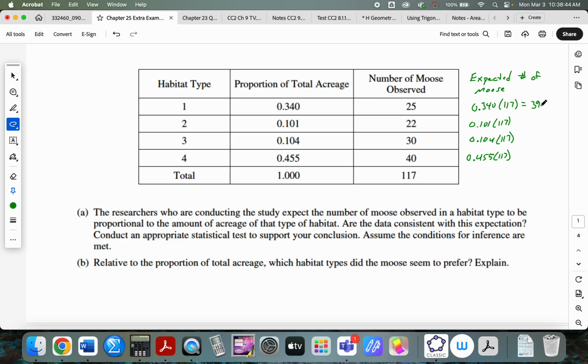So what are these numbers? 39.78. So there's a lot fewer in that area than we expected. 11.82. So there's a lot more than we expected in this one, 12.17. And then a lot more of that one, and then 53.24, so less for that one. I'm just noting that at this point.